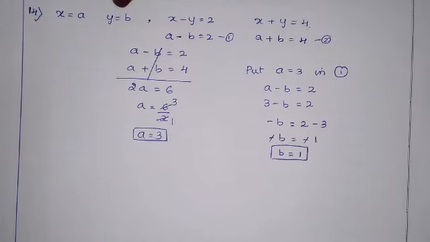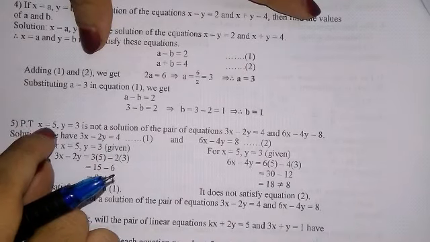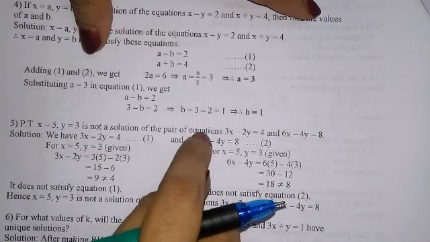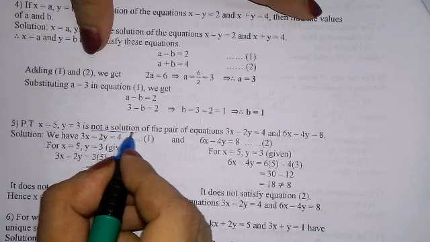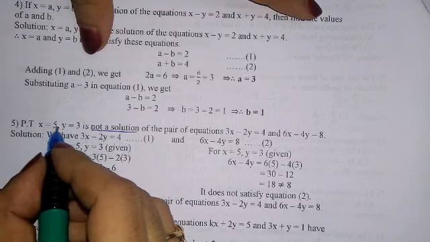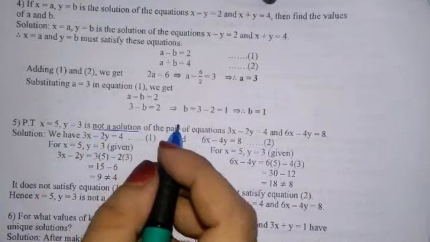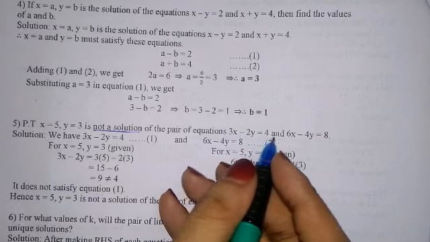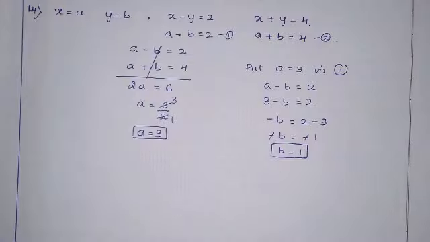Okay. Now let us see the next question. Prove that x = 5, y = 3 is not a solution of the pair of linear equations. Not a solution: we have to understand this question well. The x value is 5 and the y value is 3. We have to prove it is not a solution. The equations are 3x - 2y = 4 and 6x - 4y = 8.